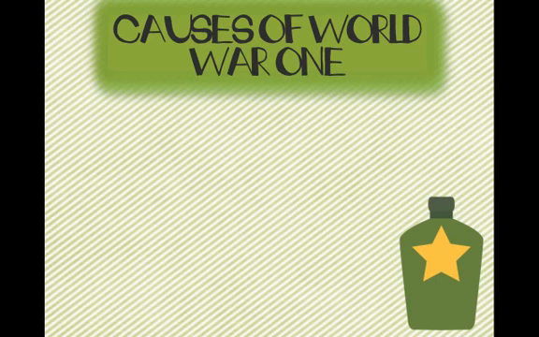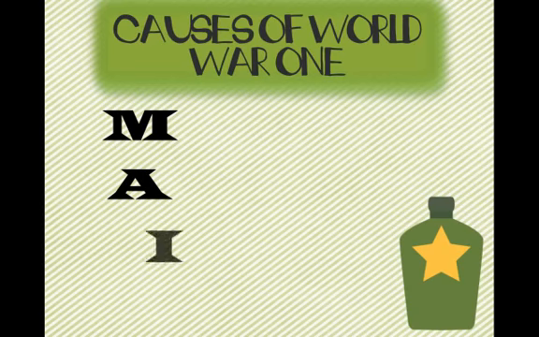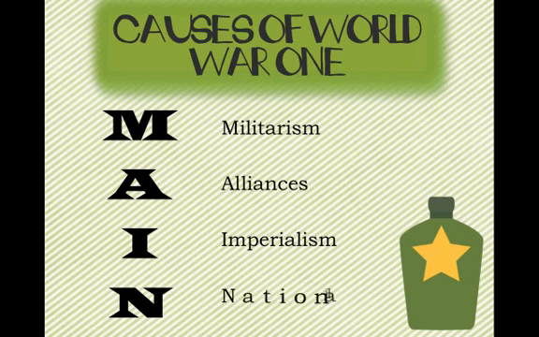The way we're going to remember the four main causes is with the letters that spell MAIN: M, A, I, and N. Each of these letters stands for an important word. The words are militarism, alliances, imperialism, and nationalism. We're going to look at all four of these words more in depth and give you the definition so that you understand how these helped start World War I. So let's go ahead and get started.